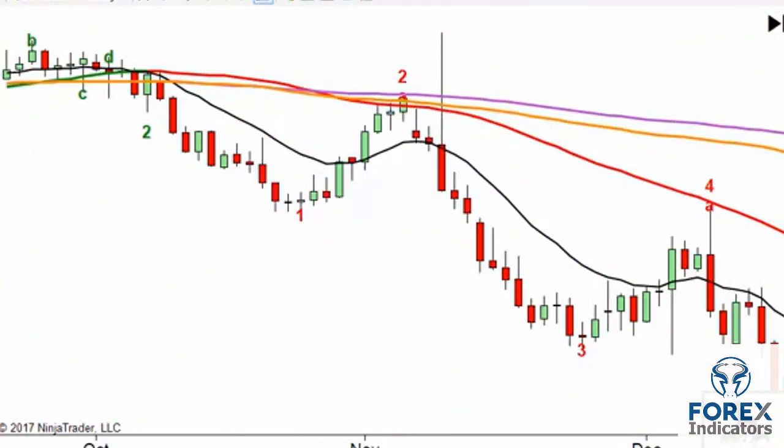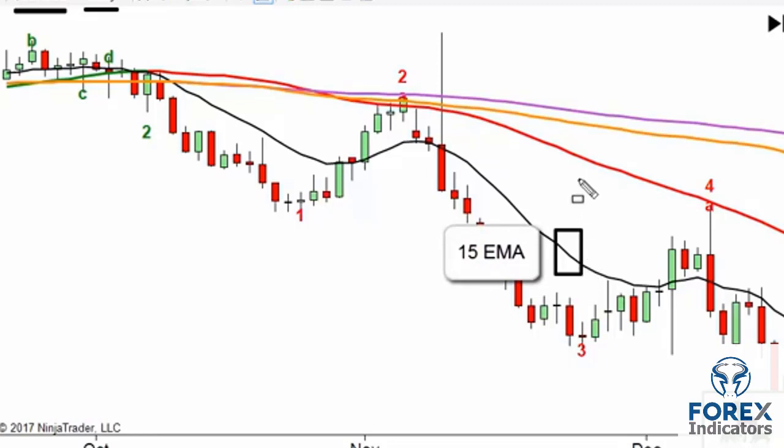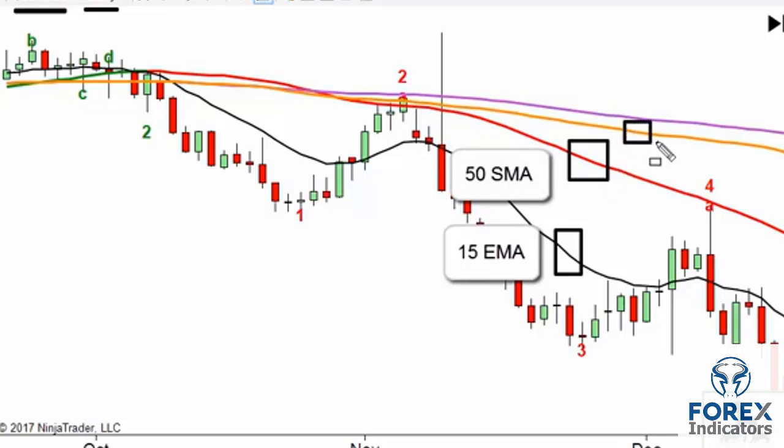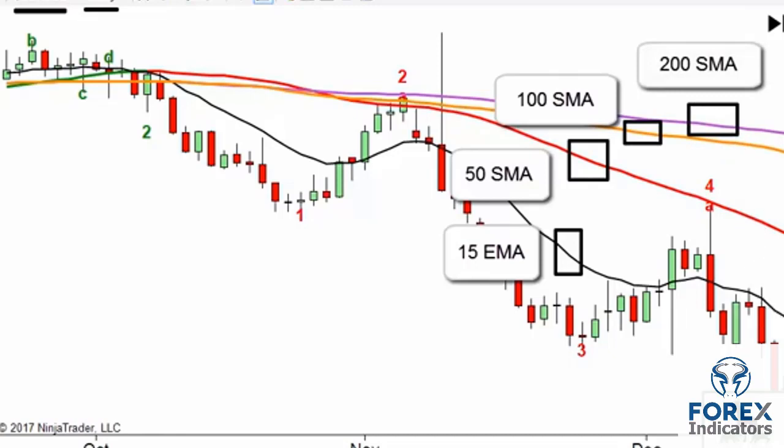With other techniques and indicators, and basically it is about price structure using moving averages in the Forex market. So this first one here, the black line, that is the 15 EMA, exponential moving average. And then this next line, the red one, is the 50 period simple moving average. And the yellow one here, or maybe it's orange, kind of a yellow-orange there, that is a 100 period simple moving average. And then the purple one is the 200 period simple moving average.